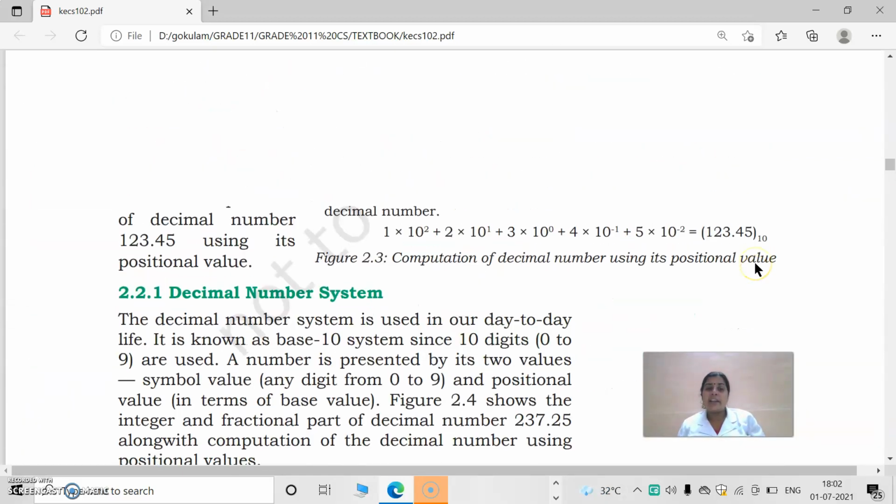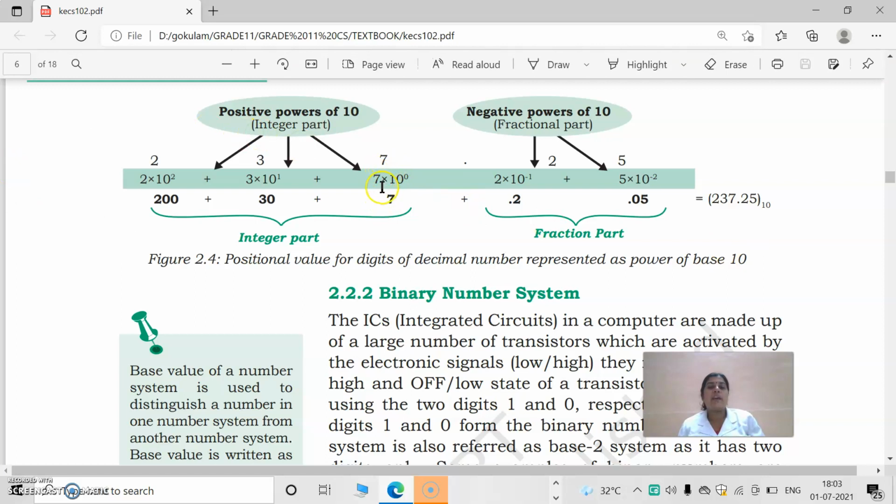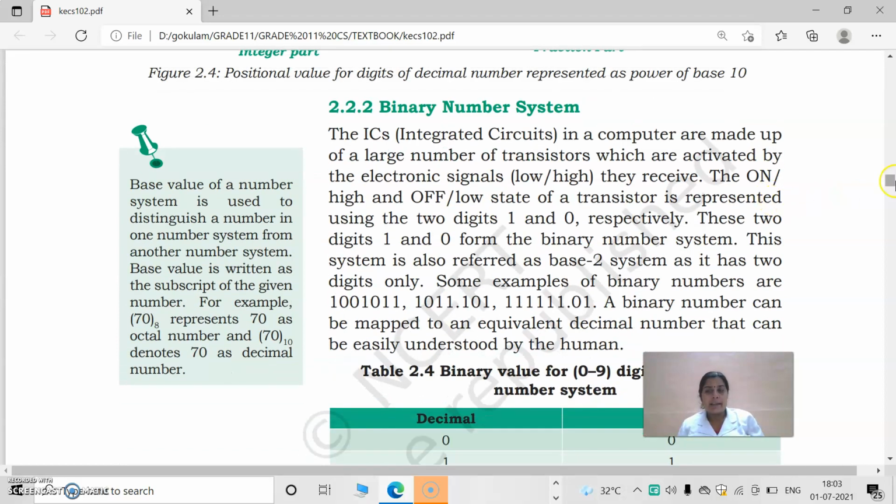And we started with the decimal number system. In the decimal number system, we can represent our numbers in powers of 10. That means at the ones position, we will use 7 into 10 raised to 0 in this example. So at the ones position, 10 raised to 0; tens position, 10 raised to 1; and hundreds position, 10 squared, and so on. In the fractional part, we will use negative indexing. That means the value after the decimal point becomes 10 raised to minus 1, then 10 raised to minus 2, and so on.